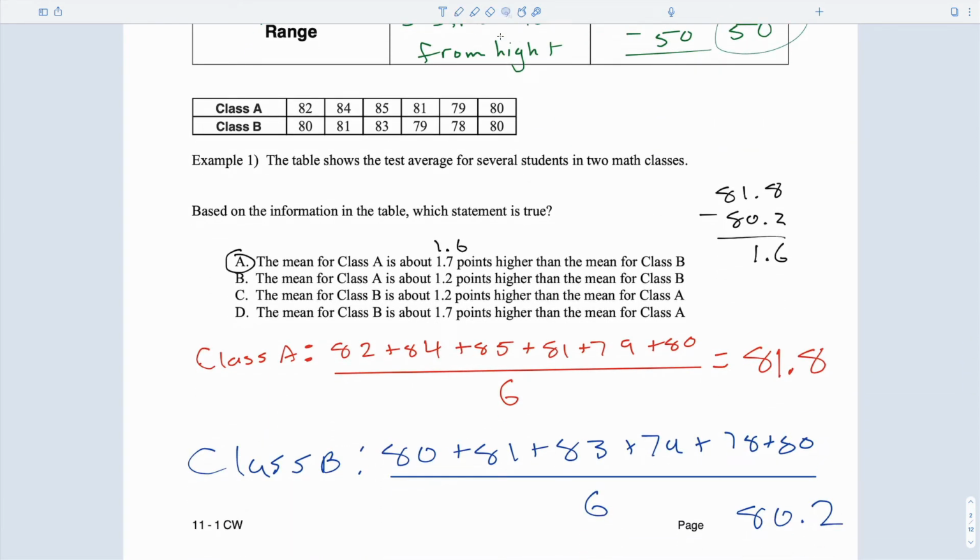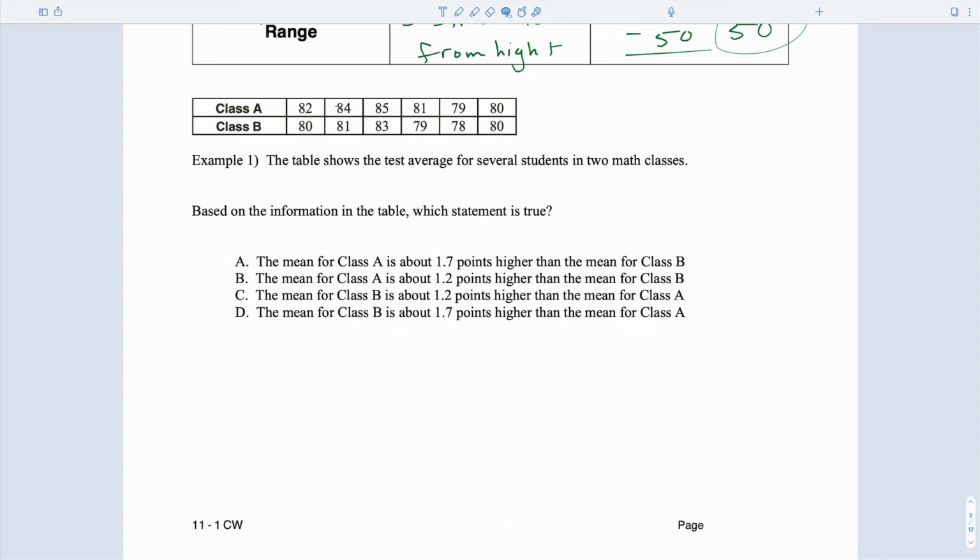Next example. All right, so what happens if you have two data sets like Class A and Class B? Tanner, read example 1. The table shows the test average for several students in two math classes. Based on the information in the table, which statement is true?